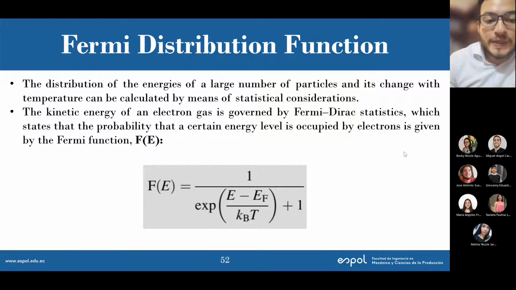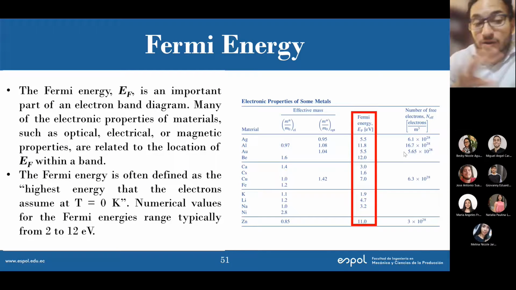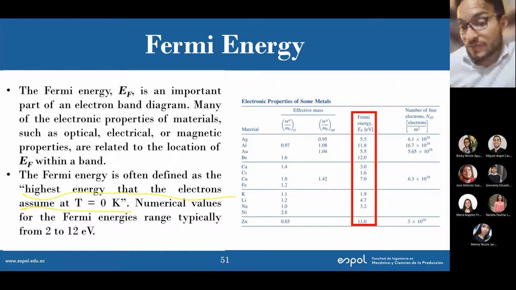But let's remember this. We define the Fermi energy. This is the usual concept, right? It is the highest energy that the electrons assume when t equals 0. That's the concept you will find almost everywhere. The Fermi energy is defined as the highest energy that the electrons can assume when t equals 0.